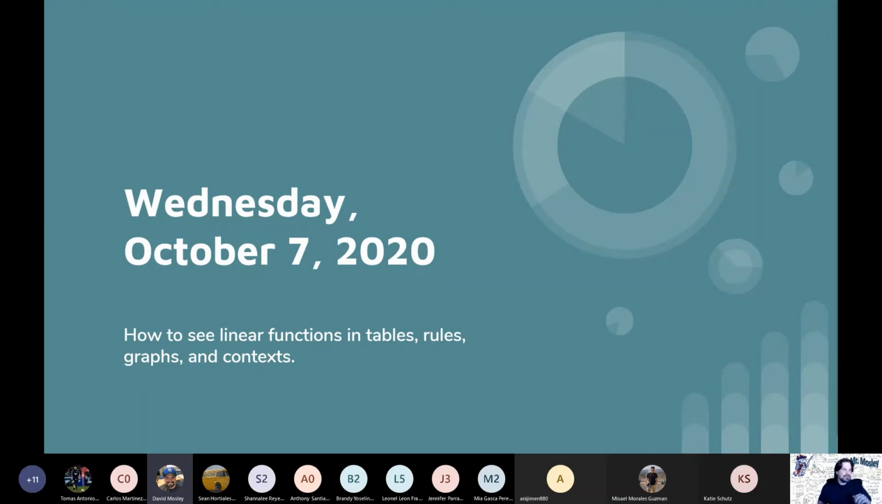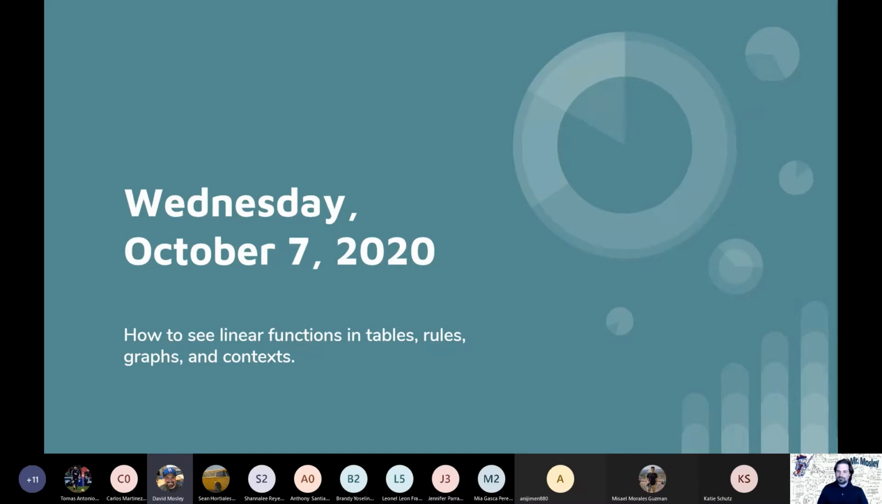All right. So it is Wednesday, October 7th, 2020. And we are still discussing linear functions and how to see them in tables, rules, graphs, and contexts. I know that some of you are really starting to understand this, but some of you are still struggling with this. So I'm going to spend some more time on it. We don't need to rush through this. If you do already get this and you feel like, why are we doing this more? I apologize, but we need the practice.